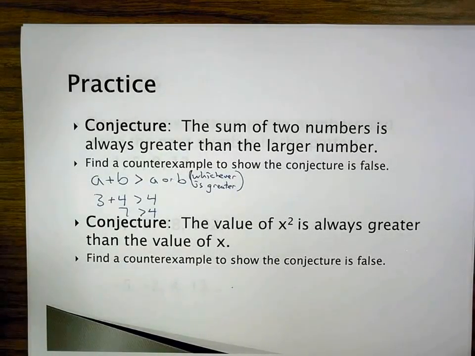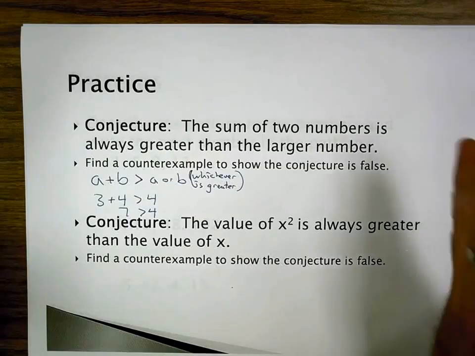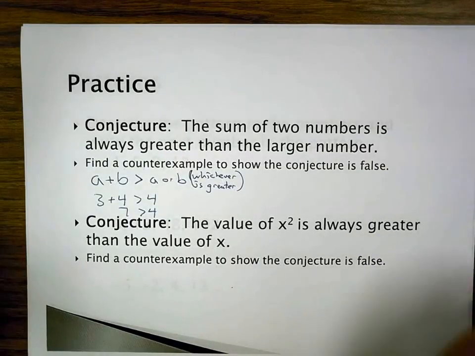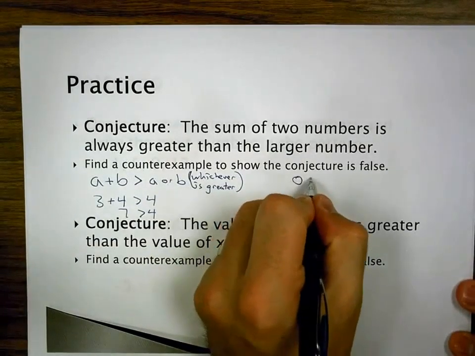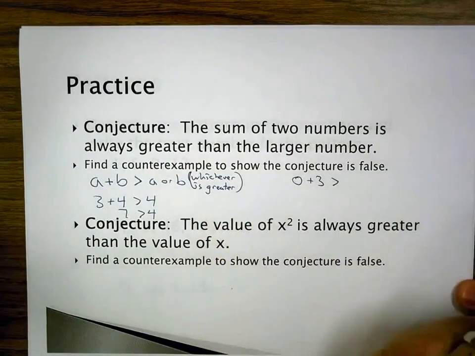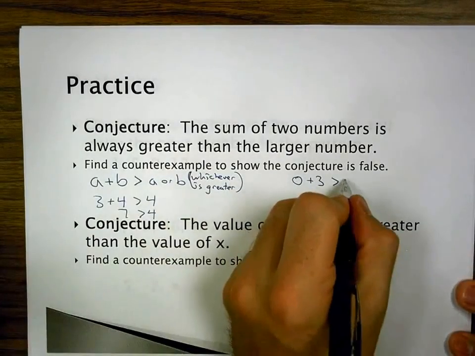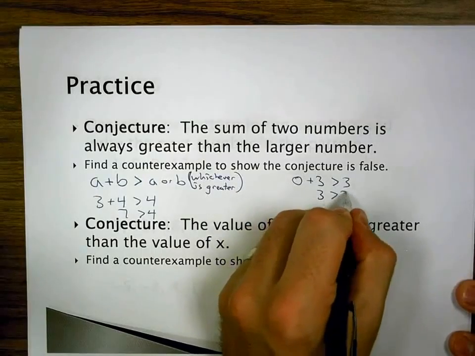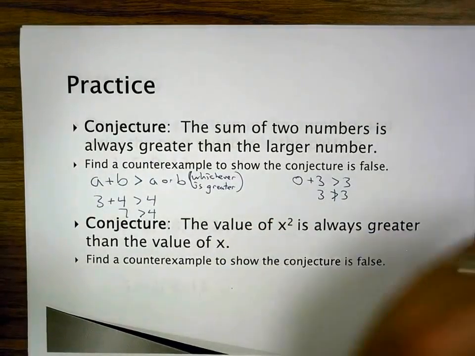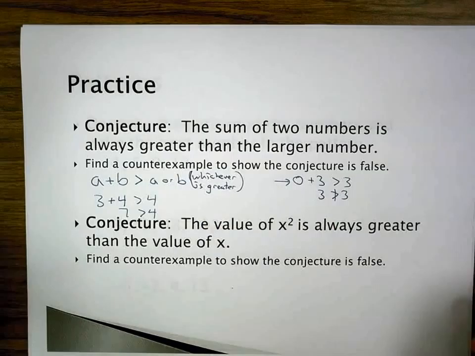So really, we could come up with a lot of options here that show it's true, but we still want the one that's false. Now, you're going to see, sometimes there's a pattern or a certain selection of numbers you can take to find counterexamples. One of them is 0. So if I do 0 plus 3 is greater than, well, the bigger number is 3, that is not a true statement. So this would be a counterexample.